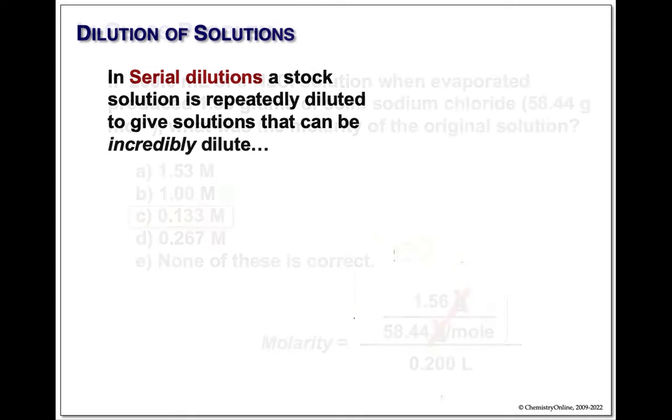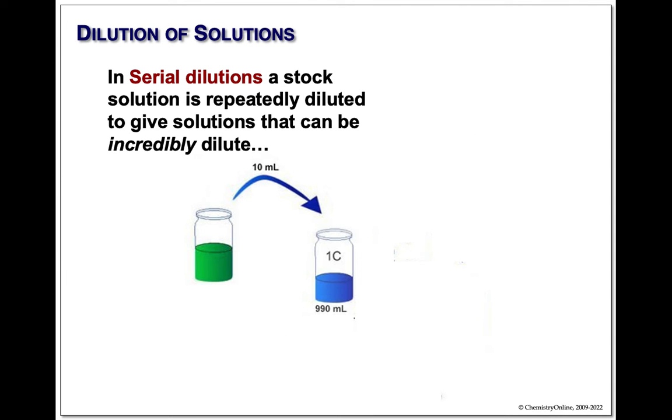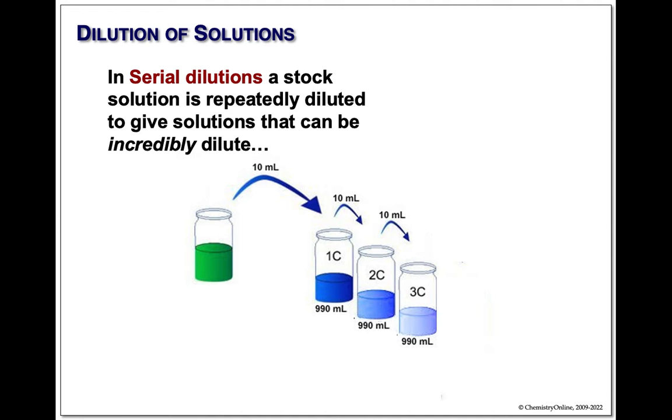So, a serial dilution, you start off with something. Let's pretend this is a liter. We will take 10 mils out, add it to 990 mils of water. That gives us 1 liter. We are down to our first solution. Take 10 mils of this, add it to 990. We get a liter. 10 mils. Do it again. Do it again. Down here at the bottom, our concentration is going to be very, very small.